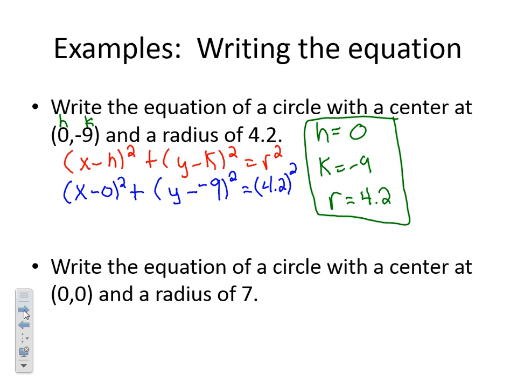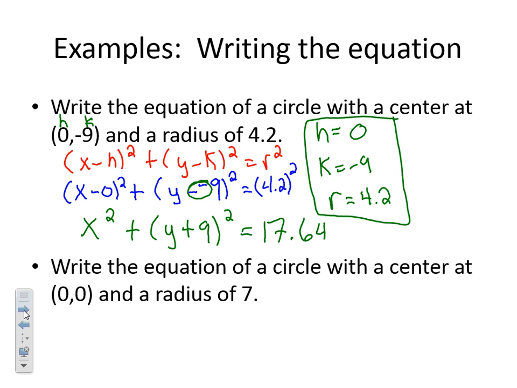So when I'm simplifying this, x minus 0 is just x. So I'm going to have x squared plus y minus a negative, ladies and gentlemen, turns into a plus 9 squared equals, and then I'm going to take 4.2 and square it, and I get 17.64. Now that's our answer. Okay, moving on to our next one.